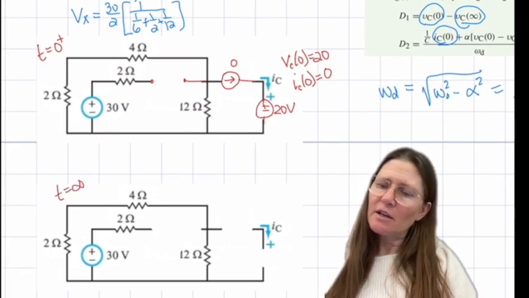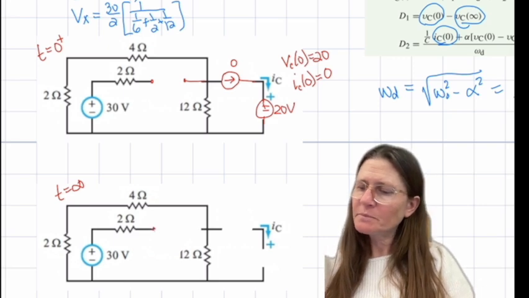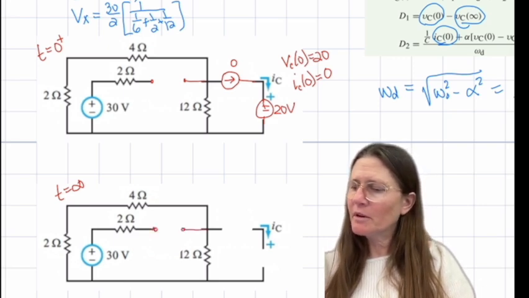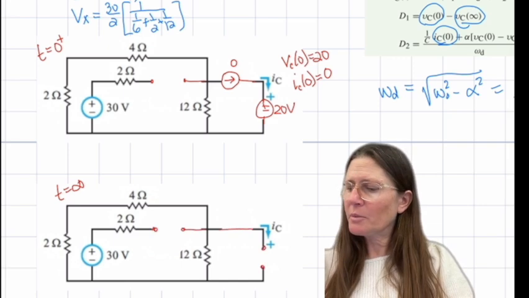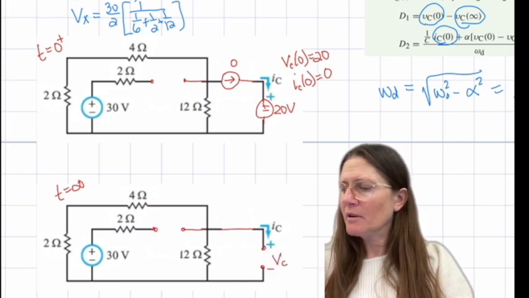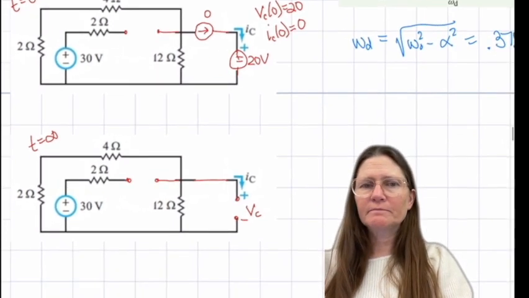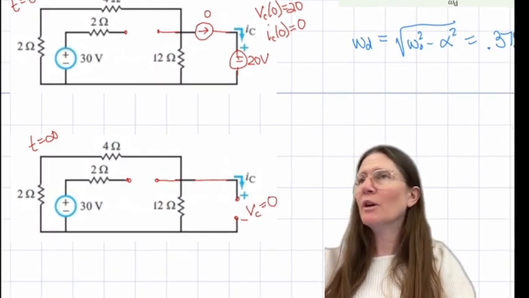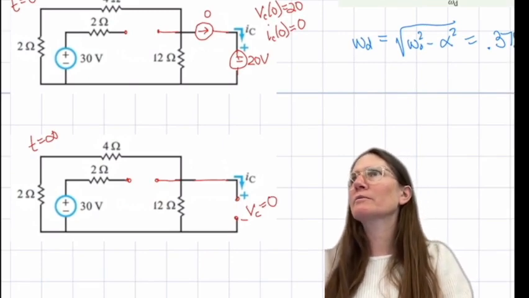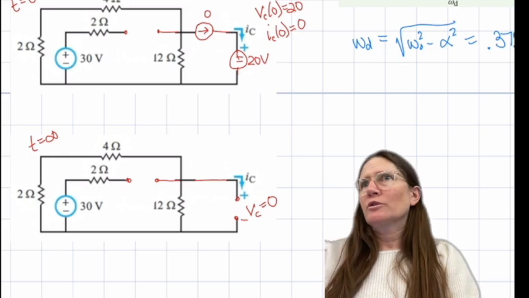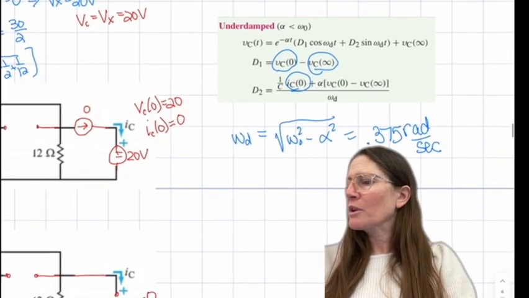And then at infinity, this stays open, wire open. And what is my Vc here? Correct. So that will just be 0. There's no sources in there. So now I go and plug these in.